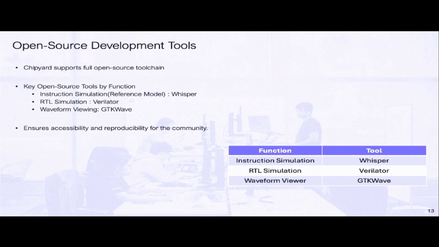For RTL simulation and viewing waveforms, Verilator and GTKWave are open source tools that are available. Together, these tools form the complete end-to-end open source toolchain, from high-level validation to low-level debugging. That makes our work transparent, reproducible, and shareable, all of which are core values in both engineering and open source culture.